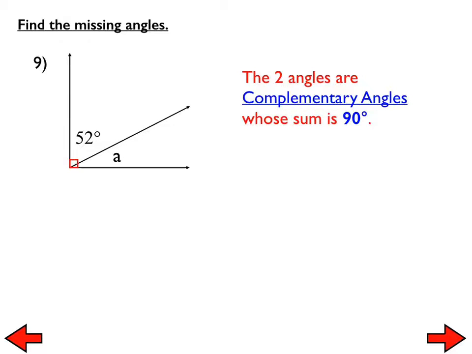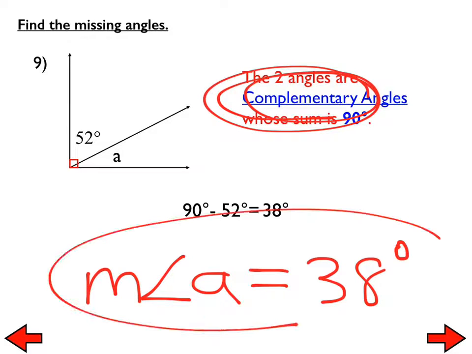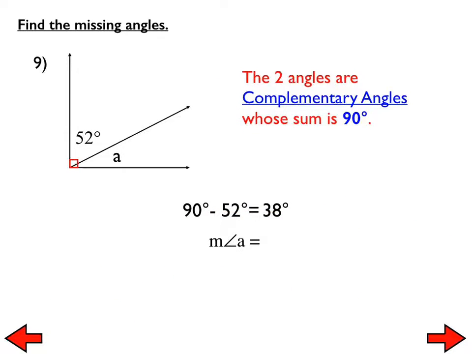How'd you get 38? You do 90 minus 52, which is 38. Now, the correct way to write your answer, and I need you to do this on your homework as well, is the measure of angle A equals 38 degrees. So on your homework, I would like to see complementary and that the measure of whatever angle is the degrees. Measure of angle A is 38 degrees.